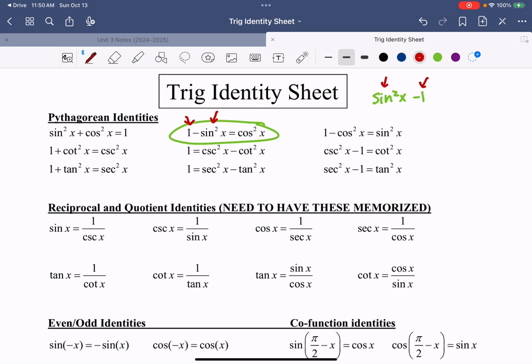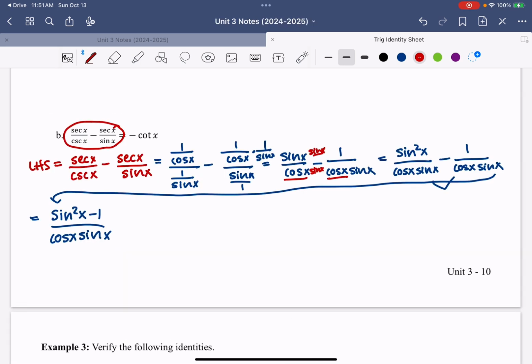Okay, so what we can do is manipulate this Pythagorean identity. I'm going to multiply through all of these by a negative. If I multiply everything on both sides by a negative, I really haven't changed anything. So this would give me a negative 1 plus sine squared x, and I see that that would be equal to a negative cosine squared x. So this is that substitution that I'm going to use for that identity.